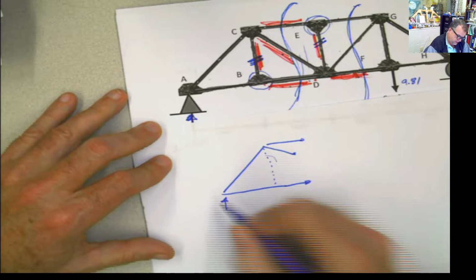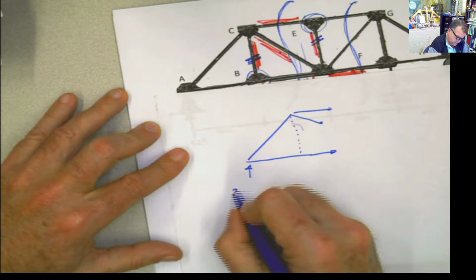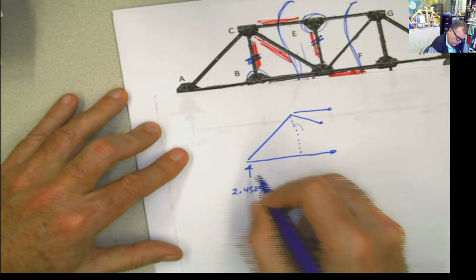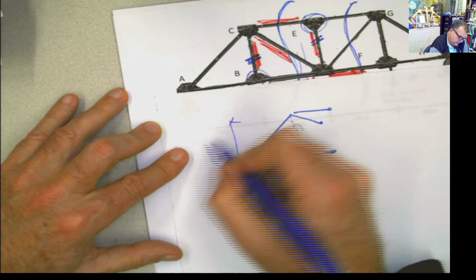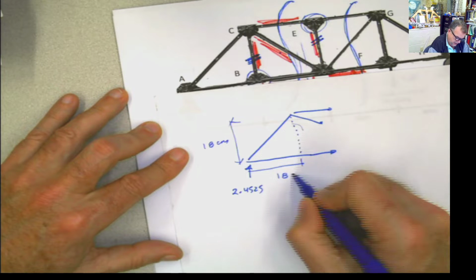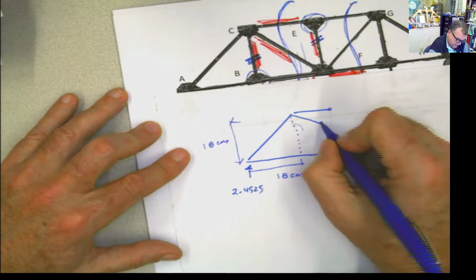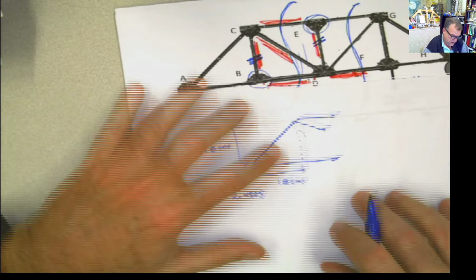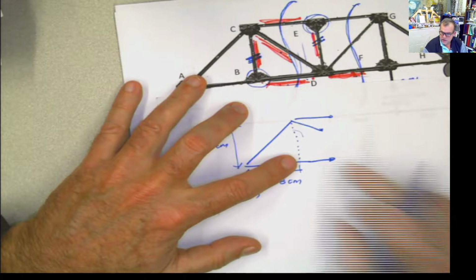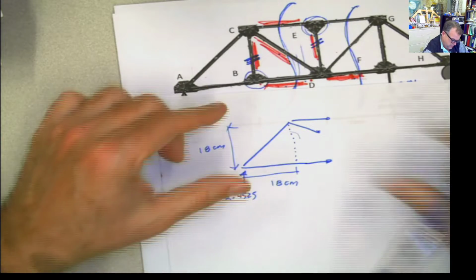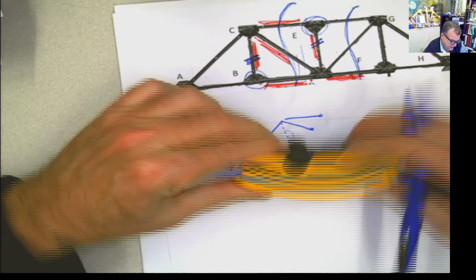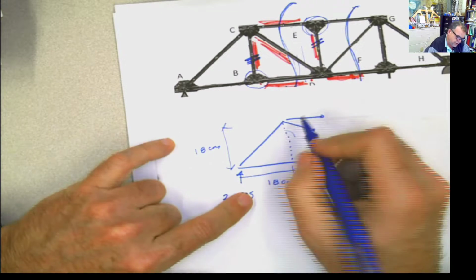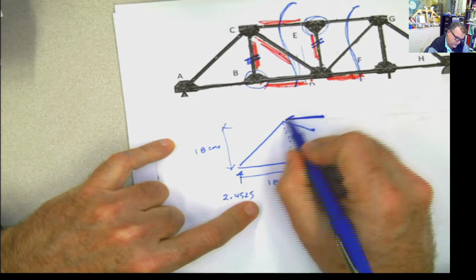And the reaction here is 2.4525 Newton. And these distances, remember, are 18 centimeters and 18 centimeters. And I'm not converting them. Go back and review why I'm not converting them. Now, the direction of this one is tension. Why tension? Because this is deflecting, once again, like my school boss is deflecting like that. Bottom in tension, top in compression, meaning this is going to be in compression.